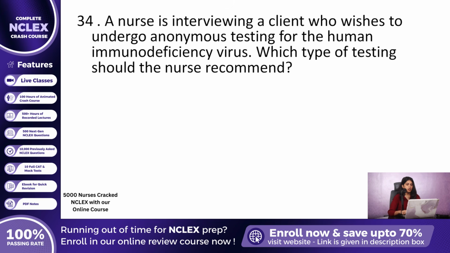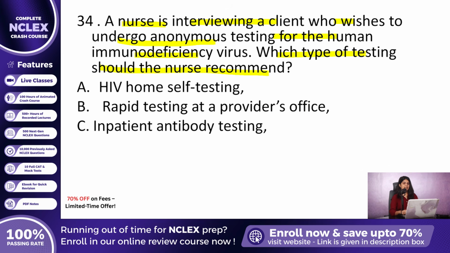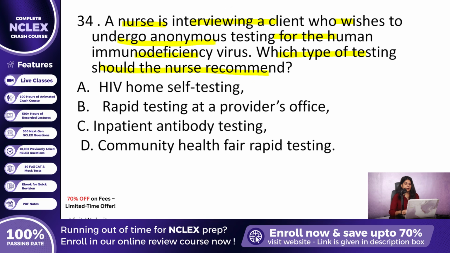Question 34. Moving on to patient confidentiality, here's a question about HIV testing. A nurse is interviewing a client who wishes to undergo anonymous testing for the human immunodeficiency virus. Which type of testing should the nurse recommend? The options are A. HIV home self-testing, B. Rapid testing at a provider's office, C. Inpatient antibody testing, or D. Community health fair rapid testing.